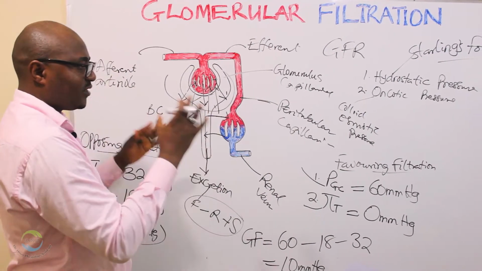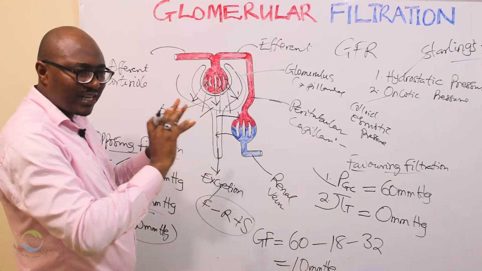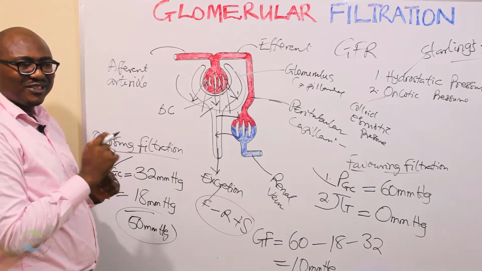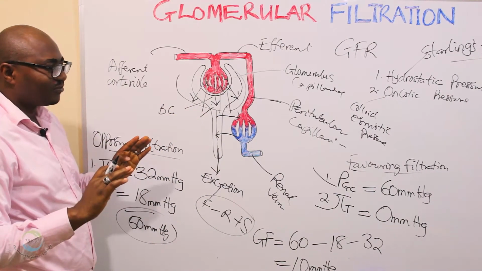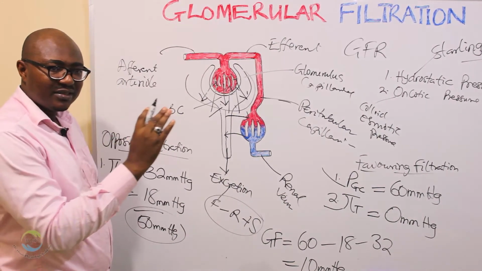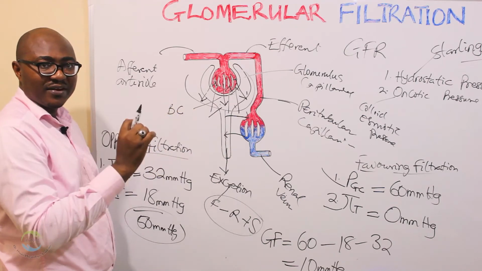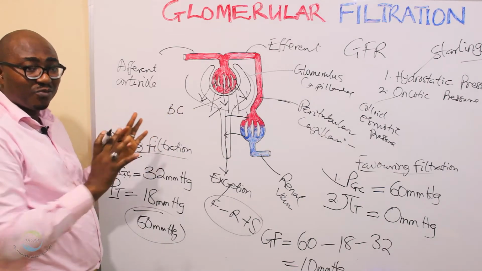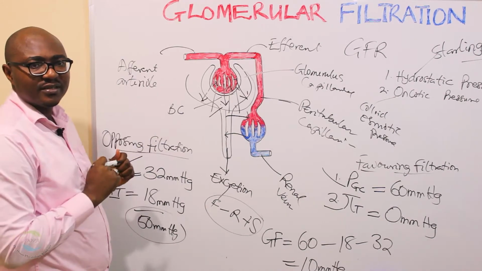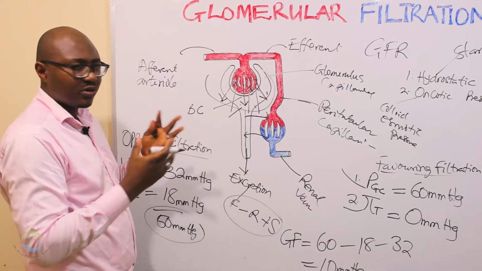Those Starling forces, I've mentioned them. So now let's go to how do you measure glomerular filtration? It is still based on the clearance principle, that concept of clearance. Just a brief recap. We talked about it in the previous lecture, lecture 3, during renal blood flow.